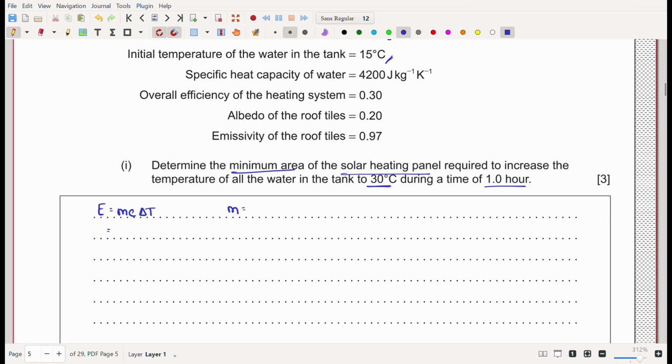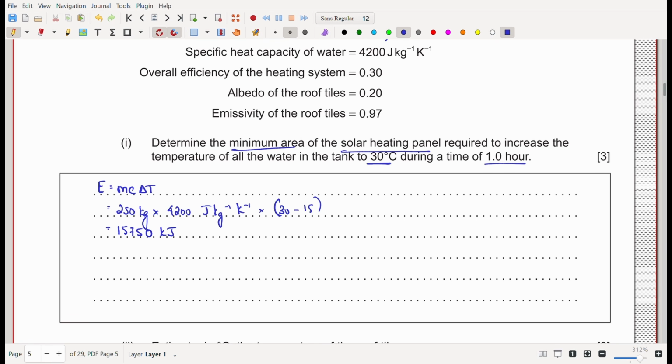So first of all, let's go ahead and plug in our values. M is given here, so I'm not going to write it out this time. So 250 kilograms × 4,200 joules per kilogram per Kelvin × (30 minus 15). Now this is equal to 15,750 kilojoules. Not joules, guys, kilojoules over here. And I'm just simplifying this from the calculator, so should be fine.